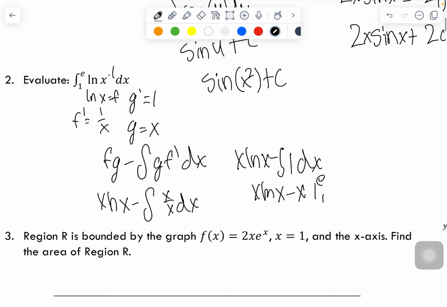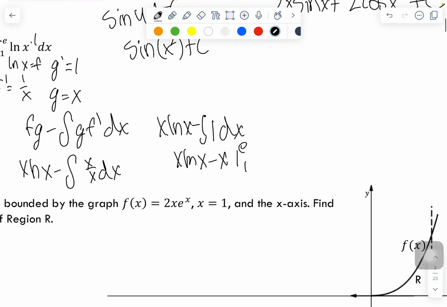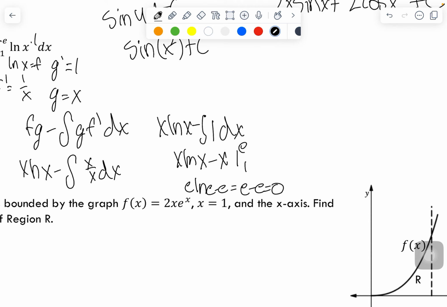from 1 to e. Since it's definite, we don't need the plus c. So what we can do is plug in e. So e ln e minus e is just equal to e minus e, which is equal to 0, minus 1 ln 1 minus 1. So that's 0 minus 0 minus 1, which is just equal to positive 1.